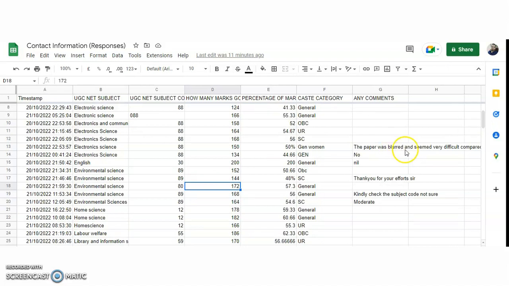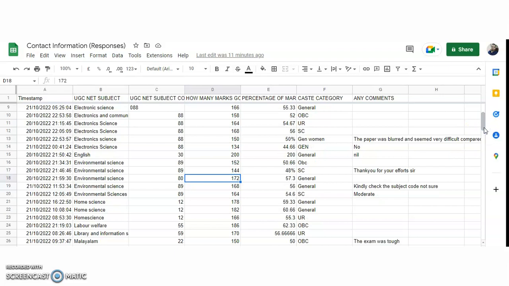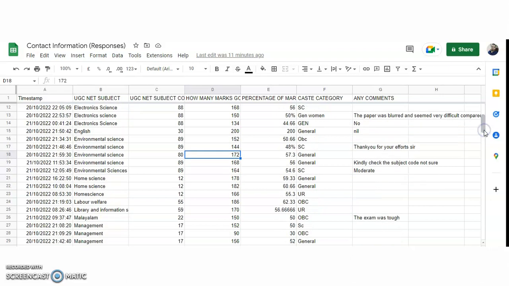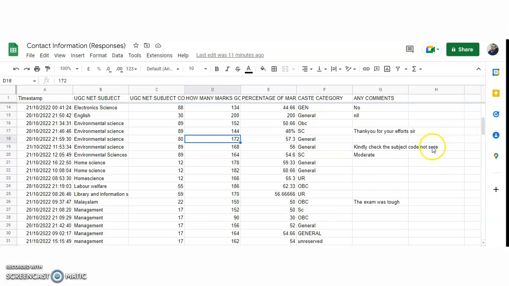And coming to electronic science, the paper was blurred and seems very difficult compared to others. Even I am an electronic science candidate, so I can understand the problem. I think a few challenges have already gone to the NTA, so we'll see. And environmental science, thank you for your efforts and thank you very much. Your subject code is 89. And the paper was moderate; the exam was tough for Malayalam.